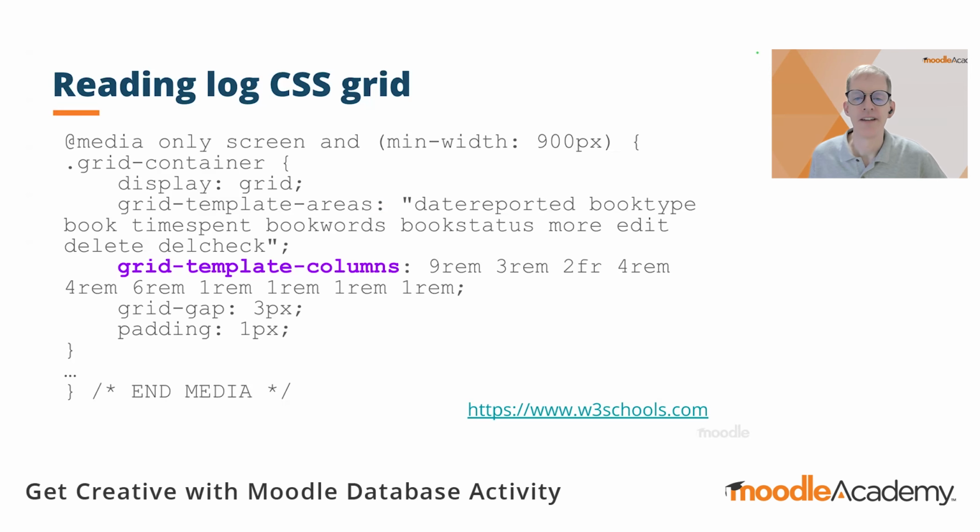Underneath the template areas, I've defined the size reserved for each of these areas. Okay, so a little technical here. You see 9 REM maps to date reported. So if you look here, it says 9 REM and date reported. And 3 REM lines up for book type. So basically, the way you're designing this is that the order you put these elements in is the order you put the sizes of these elements.